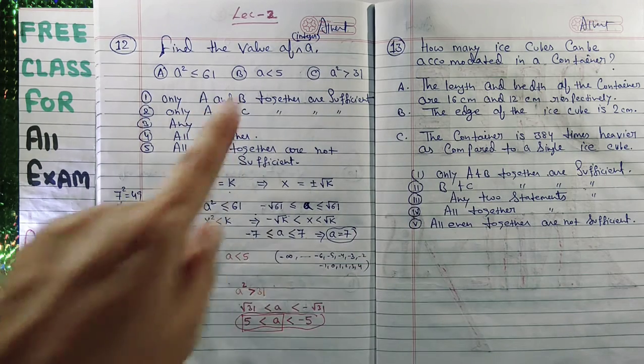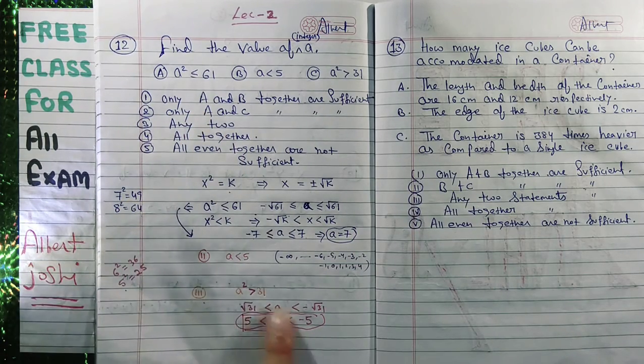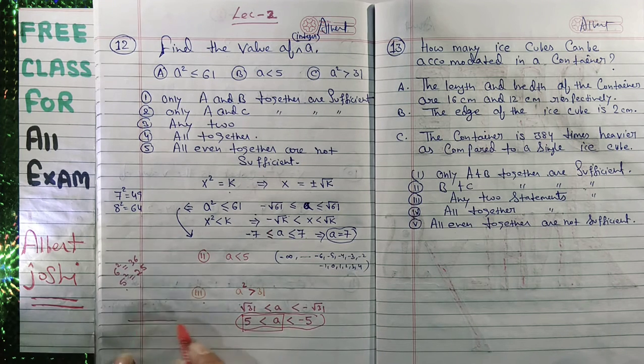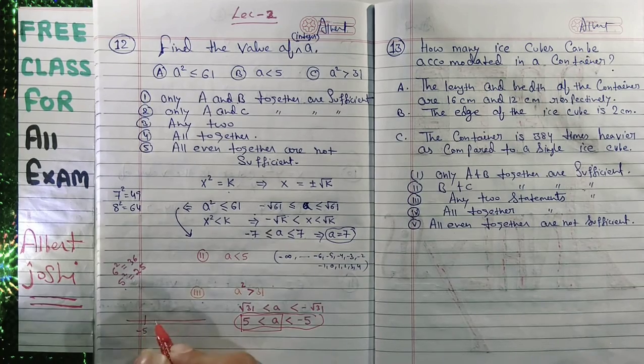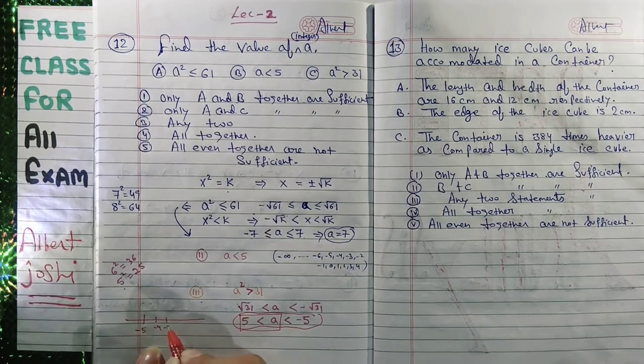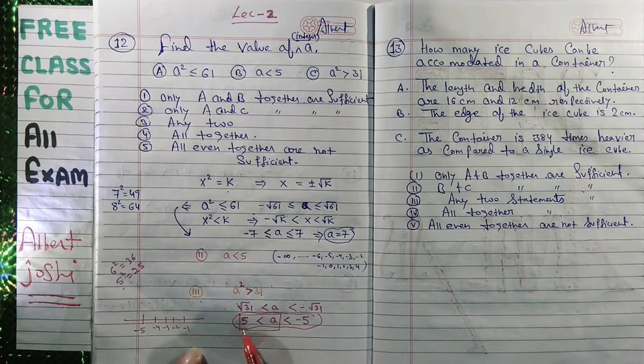Now he is asking a and c. If you take a and c, but c is something different. So a must be greater than 5, and a is less than -5. So your integer a is greater than 5, and a is greater than -5. Greater than -5 is -4, -3, -2, -1. But he is asking again, a is greater than 5.